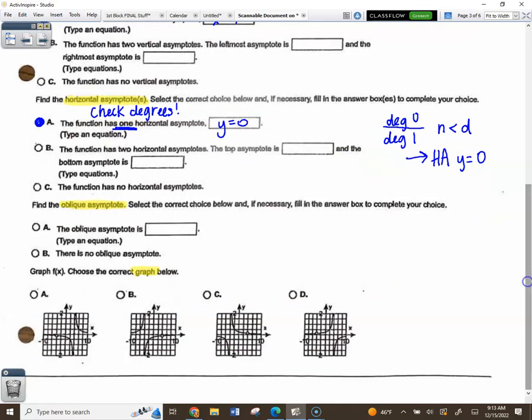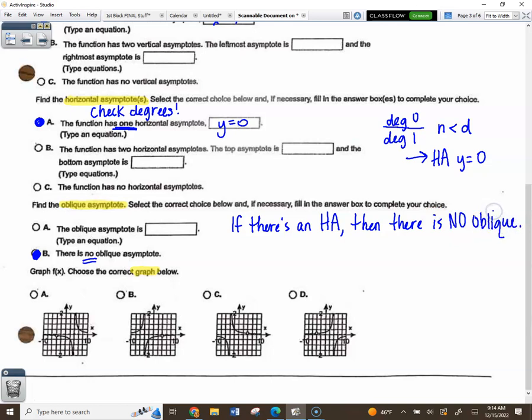Okay, so once you determine that the HA is this, bam, you can answer the next question, because what did we say? You can't have both of them, so you can't have your cake and eat it too. So right here you would say there's none. If there's an HA, then there is no oblique. If there's an HA, there's no oblique. So easy question there.